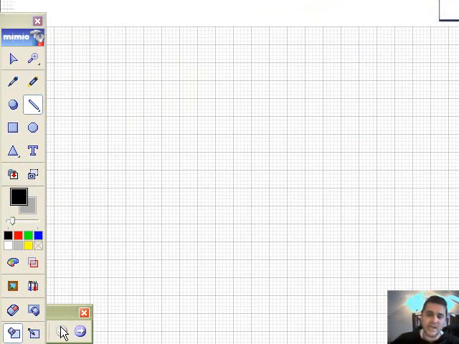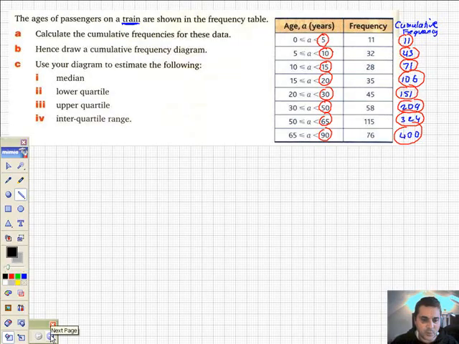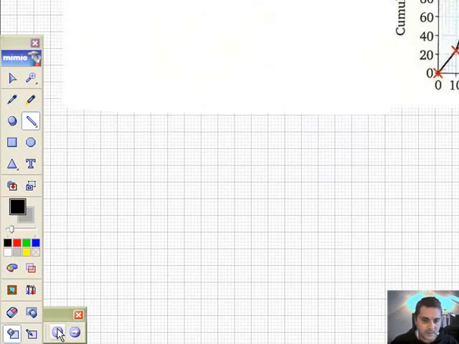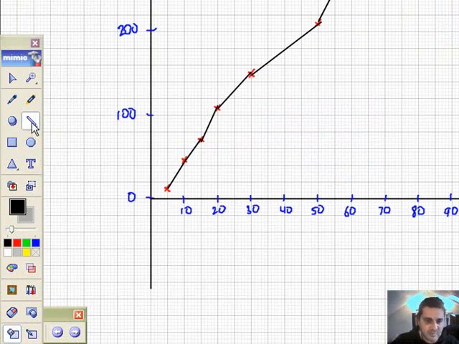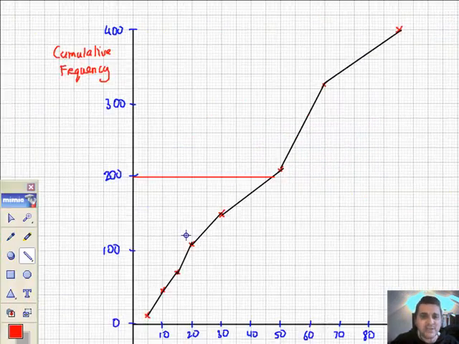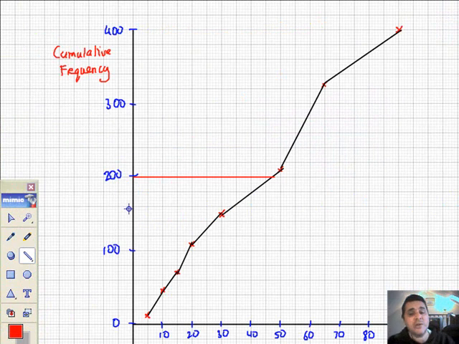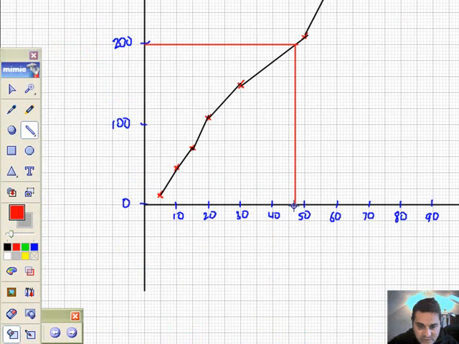The median. Okay, now there are 400 passengers on the train, and therefore the middle person is approximately the 200th person. So let's just do the median quickly. The 200th person, we're showing the examiner what our brains are doing. Let's work in red. So 200, we're going across there. Now 200 is not the median, it's the 200th person's age, which is the median. I've hit my curve there. I'm dropping straight down, so I've gone across and down.